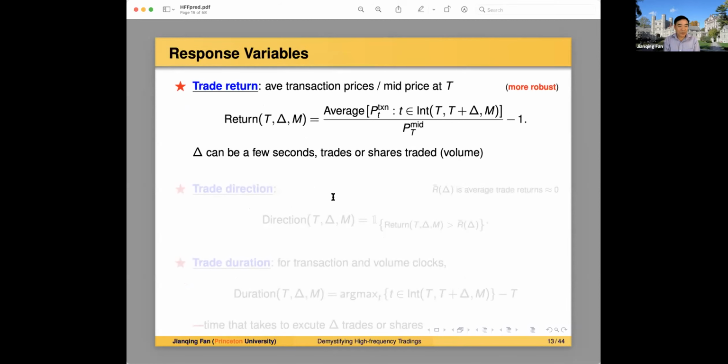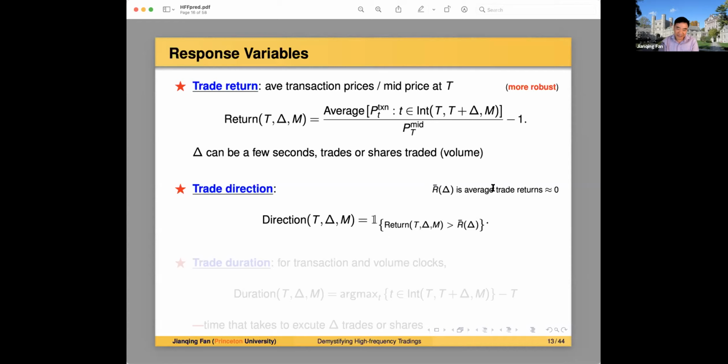And then the particular one that we were trying to understand is the trade returns. What we use is, for any given time mode, that could be 5 seconds, or let's say 10 trades, we use the average transaction price in the time interval, relative to the time clock mode, divided by the average mid price at time t, and we define this as a return. And then, of course, we also measure the trade direction, in the sense of whether the return in that particular interval is above the average or not.